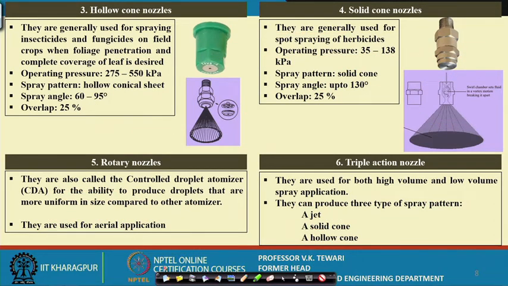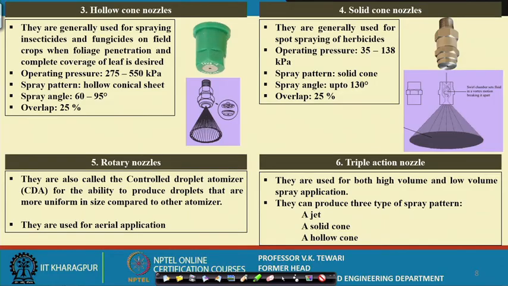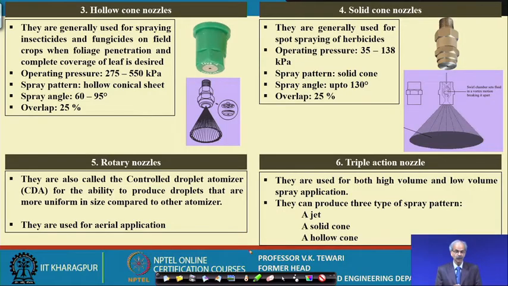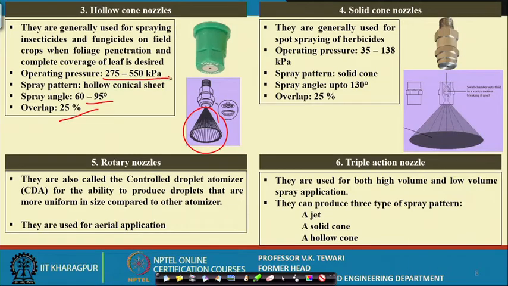Well, with hollow cone nozzles, sometimes we do not want this to be there, so we require hollow cone nozzles. You can see that this is a cone which is hollow inside. This is the type of pattern you will find in a hollow cone nozzle, and the other details are very simple. The spray angle varies from 60 to 95 degrees, a low 25% overlap is able to cover, and the operating pressure is 270 to 550 kPa or so. Hollow conical sheet, as I said, will look like this.